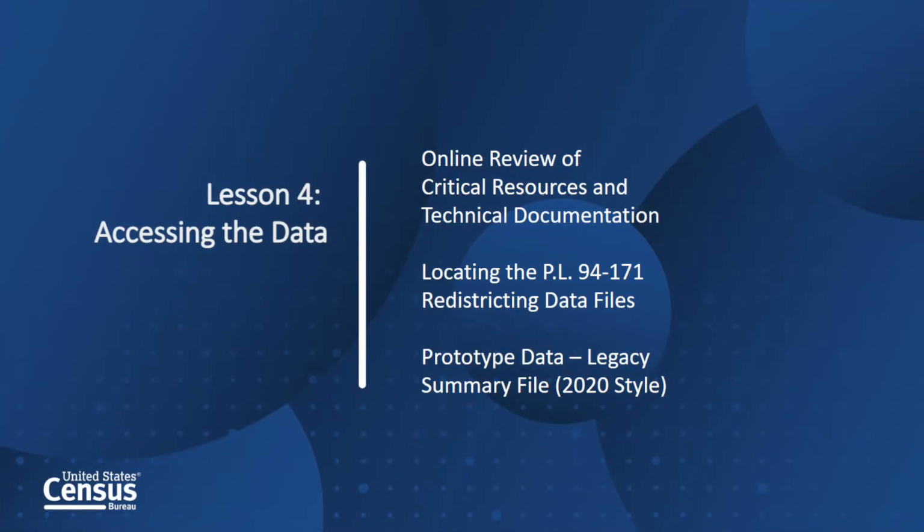In Lesson 4, we will explore the Redistricting Data Program webpage. This is where you'll find critical resources for using this data. Next, you'll learn how to locate the files for download. Then, we will review the technical documentation about this data, specifically regarding how to identify geography codes and the metadata. Next, we will learn more about the prototype data, legacy format summary file 2020 style, that we will be using for this tutorial with a Microsoft Access database shell.